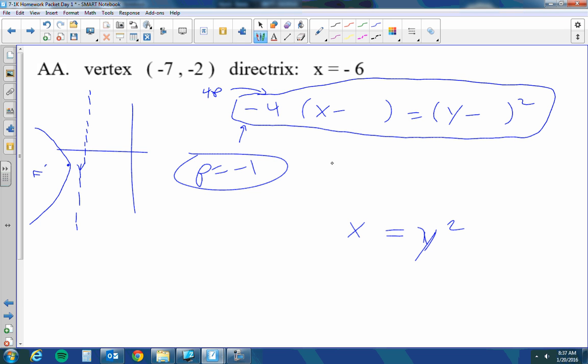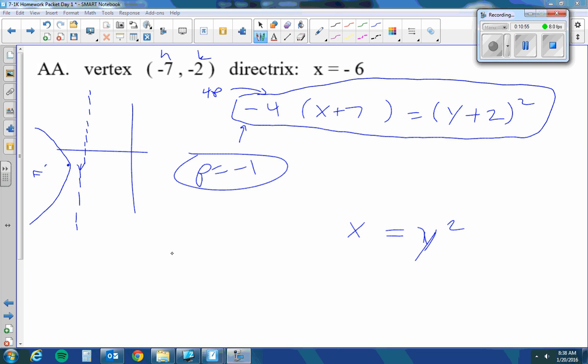All right. By the way, what goes here? Plus 7, because this is h and k, and you do x minus the -7 is plus 7, and then this is y plus 2, and we're done. Questions? All right, then let's look at 36.